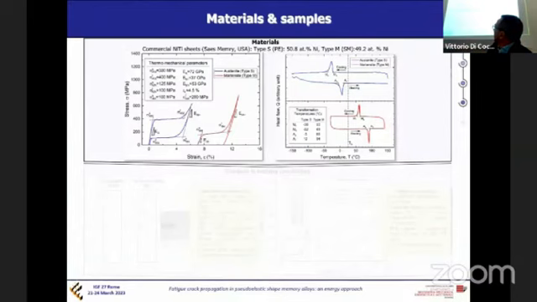So let me move to the results. We analyzed two different microstructures, basically austenite and martensite.